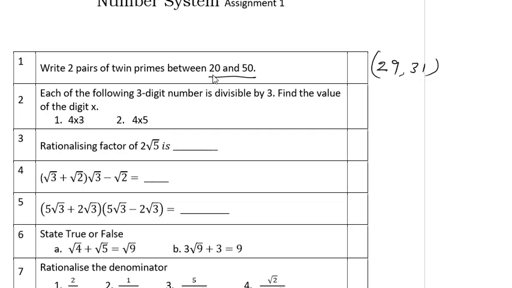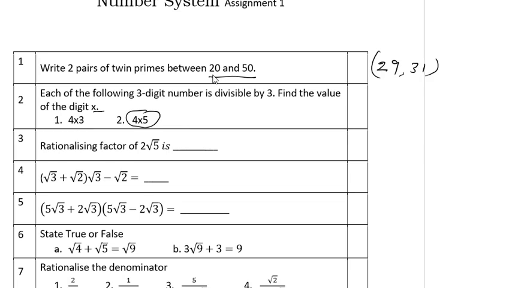The second question is, each of the following 3 digit numbers is divisible by 3. Find the value of digit x. So I will discuss this second question. You try the first question. Okay. So if you see the second question, I have 4x5.